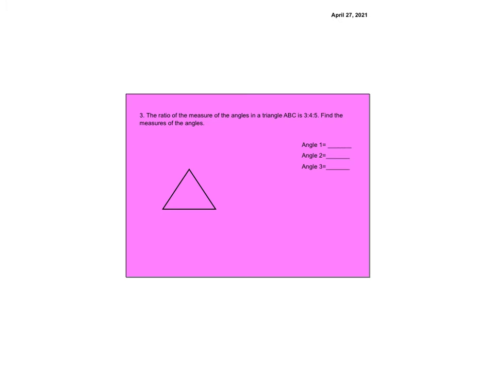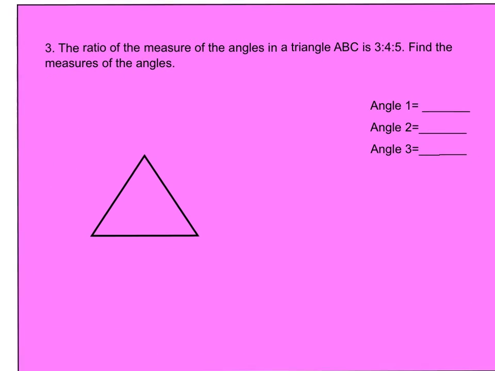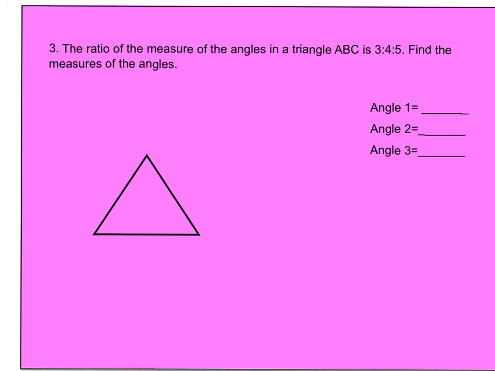Okay, so let's talk about what that might look like. The ratio of the measures of the angles of a triangle is 3, 4, and 5. Find the measures of the angles. So the ratio of the angles is 3, 4, and 5. Find the measures of the angles. So 3, 4, 5, that's my extended ratio. Okay, so we're talking about the measures of the angles in a triangle. Well, here's what the representation is.